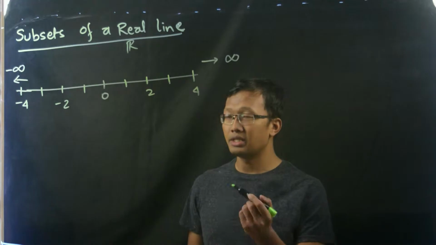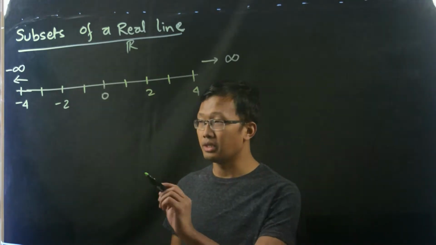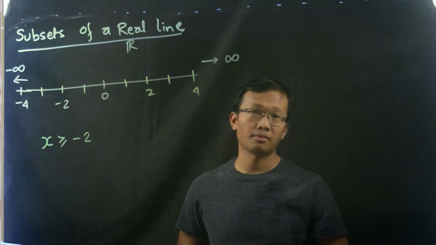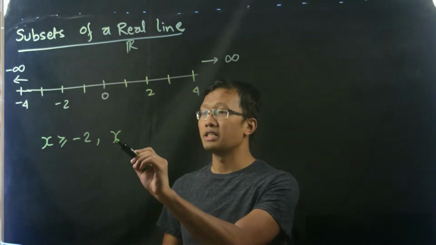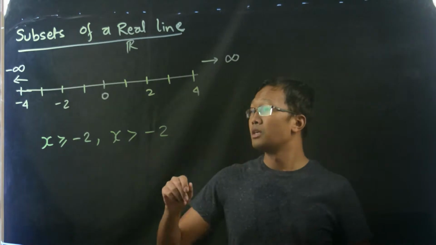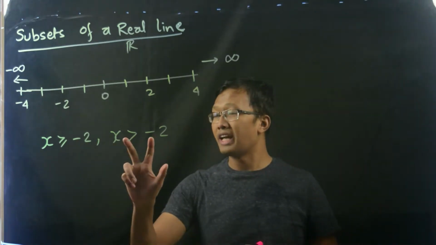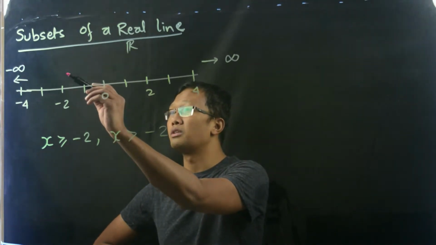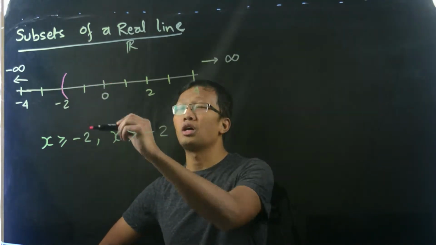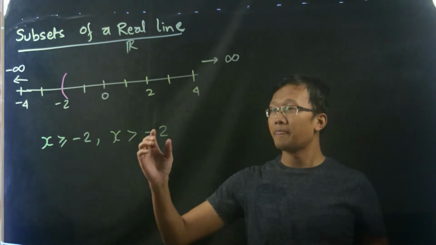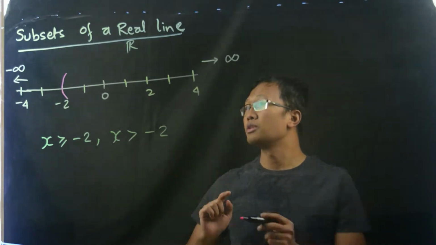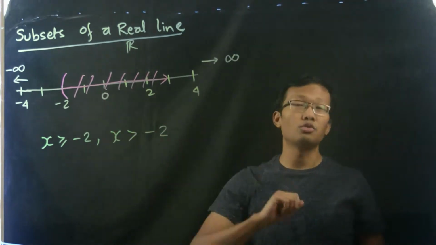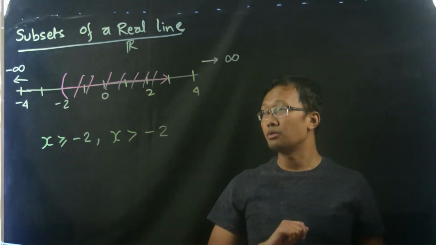Some of the inequalities that we would like to talk about are, let's suppose, x is greater than or equal to -2, or x is greater than -2. If you go for x is greater than -2, then you might want to write it this way. Draw a parenthesis, and since it is greater than -2, you will be going in this direction. So the pink shaded region would be x is greater than -2.